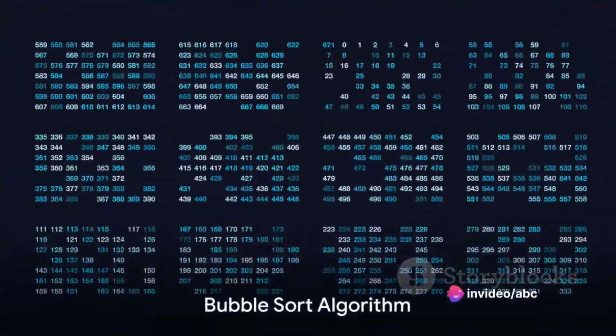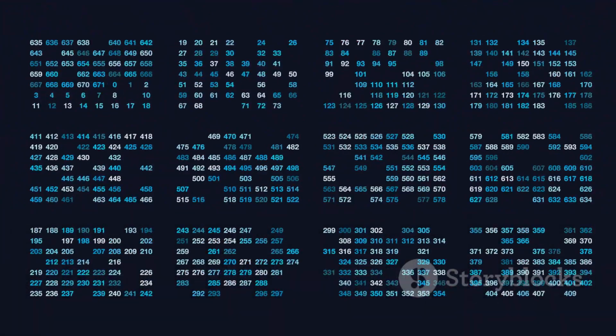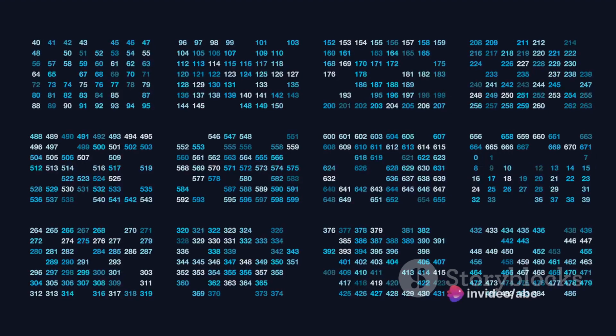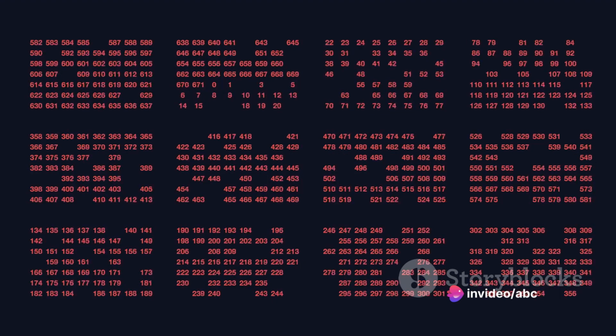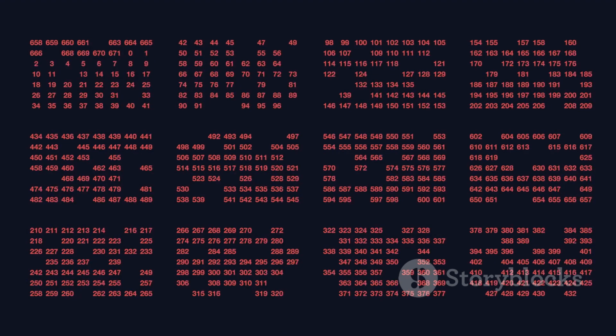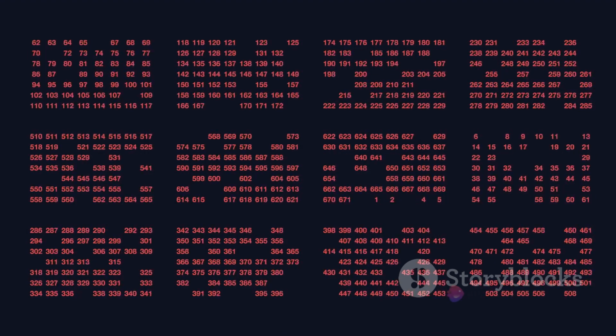Consider the problem of sorting a list of numbers in ascending order. One solution is the bubble sort algorithm. Imagine you're holding a deck of cards, but they're all muddled up. You want to sort them in ascending order, from the lowest to the highest. The bubble sort algorithm does exactly that. It's a simple method used in computer science to sort lists or arrays.